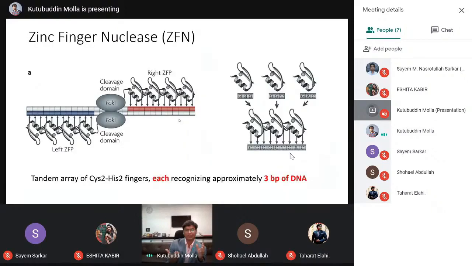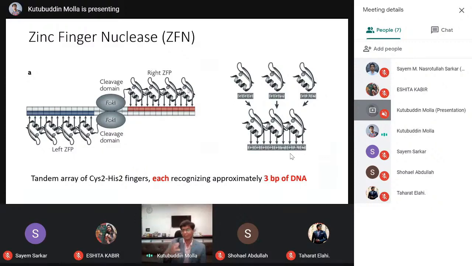Now coming to the second, the zinc finger nuclease. A zinc finger is a protein motif normally present in many transcription factors, and we know that transcription factor proteins bind to specific DNA. So this zinc finger motif has specificity to bind DNA. One zinc finger can bind 3 base pairs of DNA, another zinc finger can bind another 3 bases, and another zinc finger another 3. So if you use 3 zinc fingers, you could target binding to 9 base pairs.